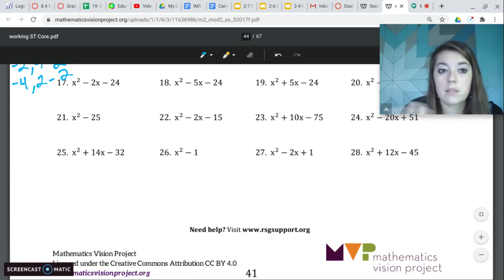X squared is a perfect square. X times x gives us x squared. 25 is also a perfect square. 5 times 5 gives us 25. And we have the subtraction sign in the middle, so difference of two squares.